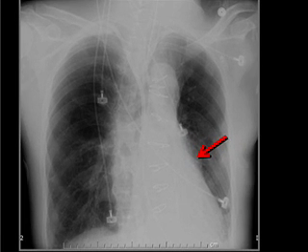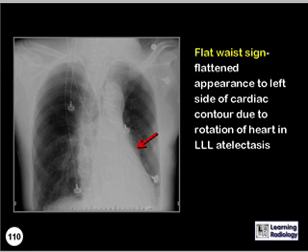What is the name given to this sign? This is the flat waist sign, which is the flattened, straight appearance of the left heart border due to rotation of the heart in left lower lobe atelectasis.